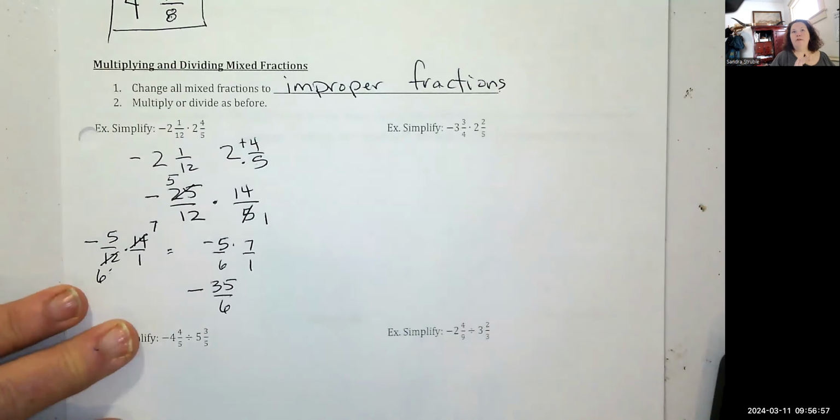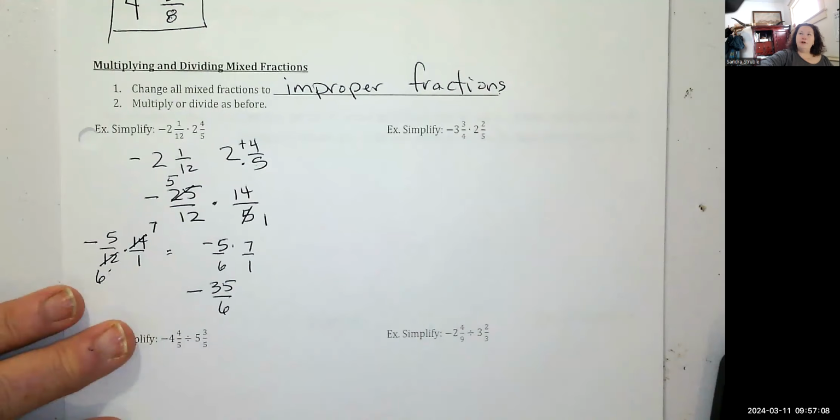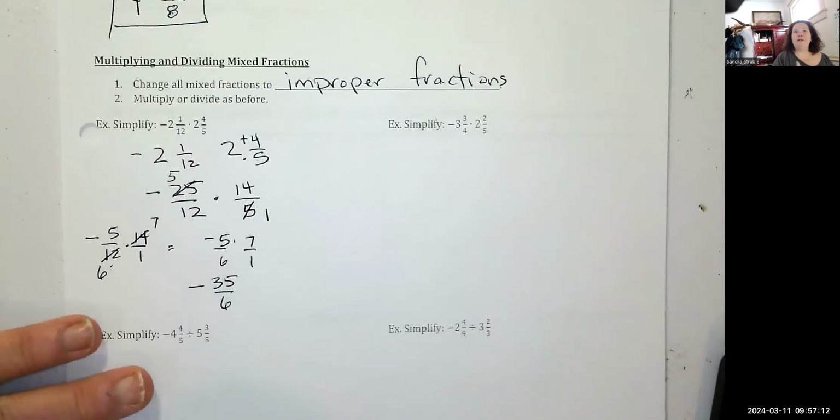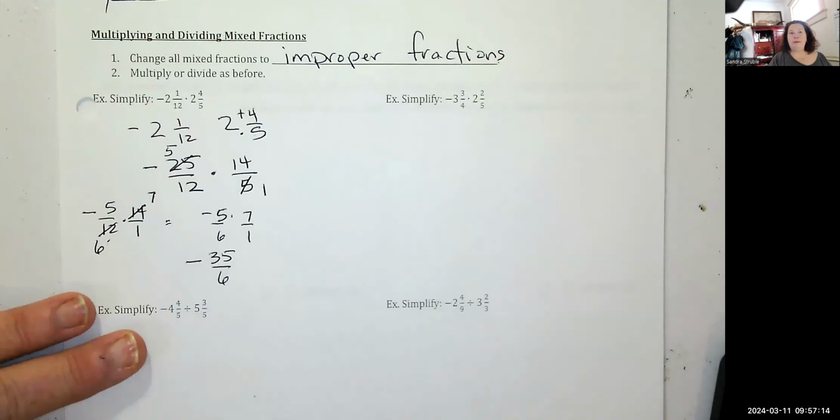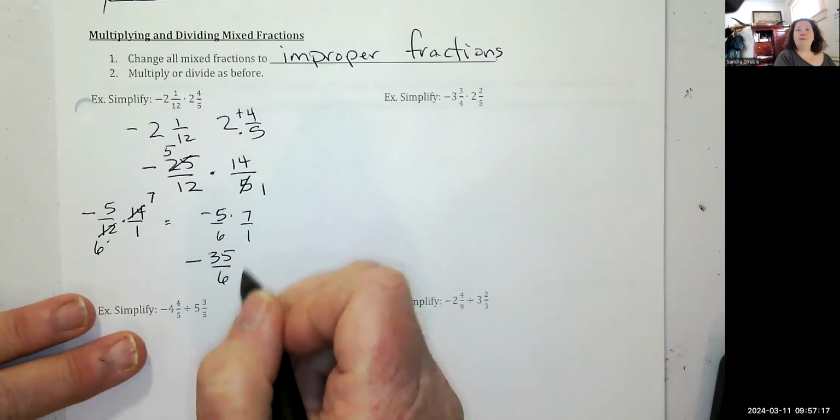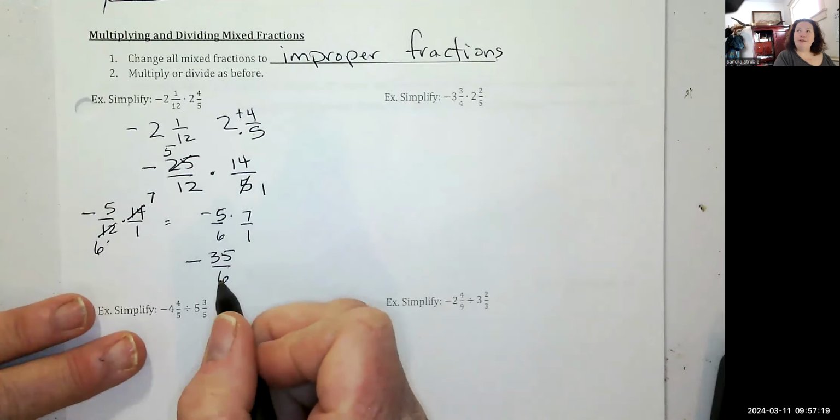Almost done. The last piece to do here is, when you answer a problem, unless I ask you to represent it as an improper fraction, you should never represent an answer as an improper fraction from this point moving forward. You should always represent it as a mixed number unless I specifically ask for something different, or my open math does. So this is an improper fraction because 35 is larger than 6.